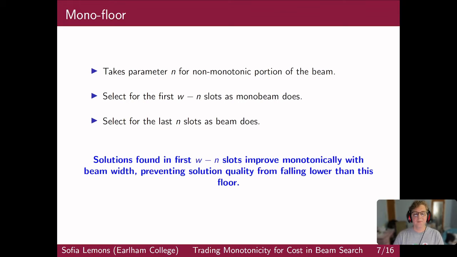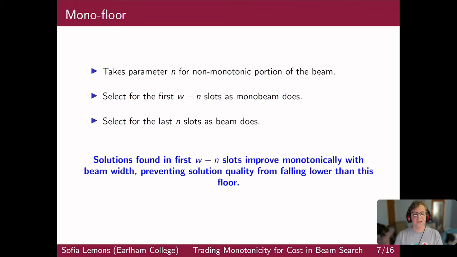It takes a parameter n in addition to the beam width to designate the size of the beam which will be non-monotonic in its behavior. It selects for the first W minus n slots in the same way that monobeam does, selecting for slot 1 from the successors of slot 1, for slot 2 from the successors of slots 1 and 2, and so on.